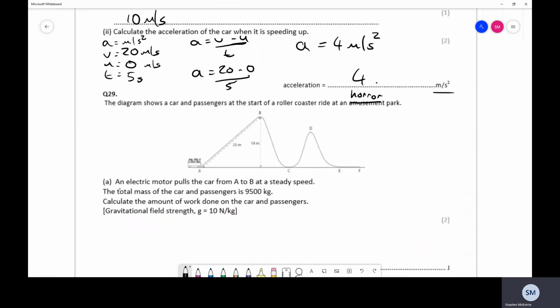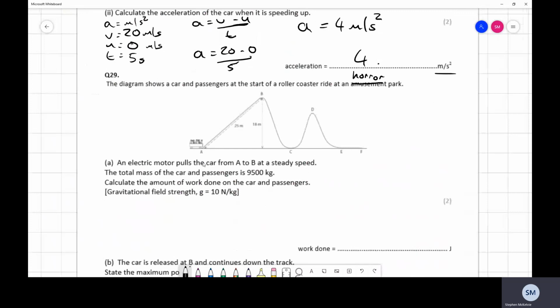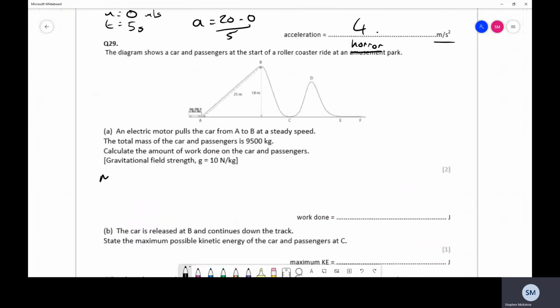Roller coasters are awful. An electric motor pulls the car from A to B at a steady speed before dropping off the edge, simulating death. But it doesn't say that in the question I was just showing you. The total mass of the car and the passengers is 9,500 kilograms. Calculate the amount of work done.